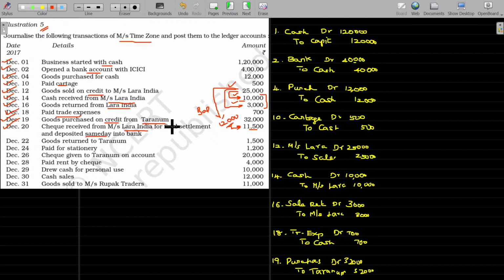So you can now debit the bank account here, 20th one. On December 20th, bank account debit, the value being 11,500. Discount allowed, debit 500 rupees to Mrs. Lara India. Total 12,000.